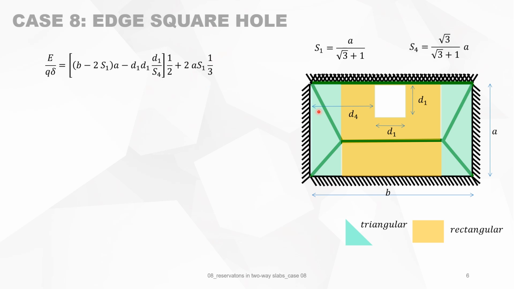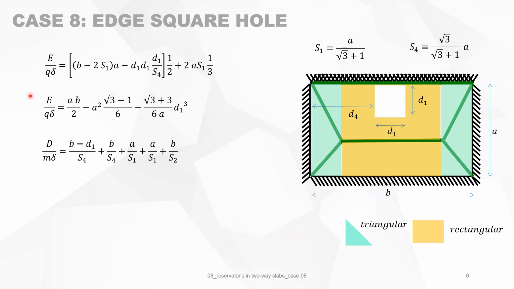Then we look at the triangles. We have two sides, A times S1, and there's also A times S1, all existing as a summation of triangles. So it's the total surface times delta divided by 3, which is the mean deflection. We can substitute the variables, and then we have this formula of the work done by the external loads.